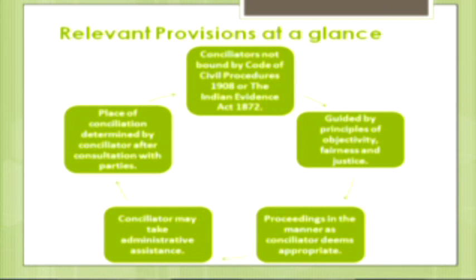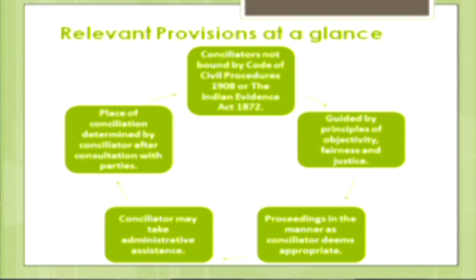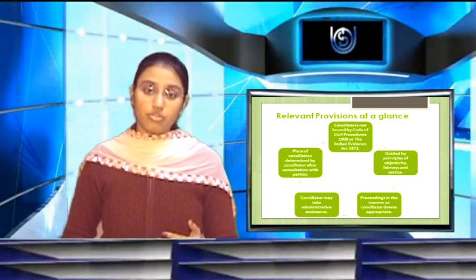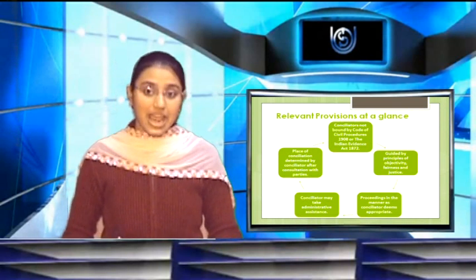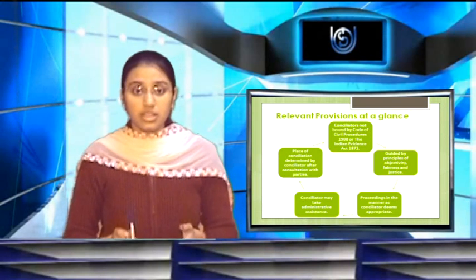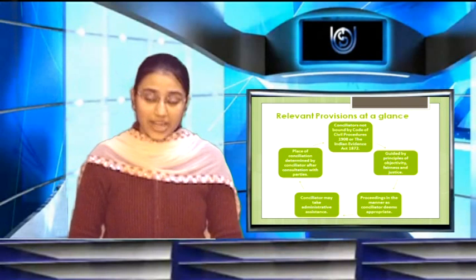If we talk about the relevant provisions at a glance, conciliators are not bound by the Code of Civil Procedure, 1908, and they have an objective to resolve the issue by fair means, with right and fair practices, with good manners, bringing out right administrative assistance, and yes, bringing out the judgment within the required limit and required time also.